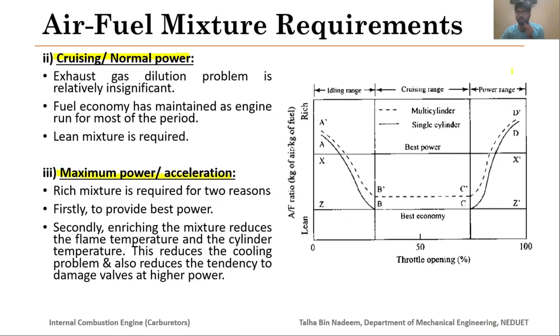We also discussed this graph, and we concluded by saying that for starting of the IC engine, we basically require a rich air fuel mixture, and for the normal operating conditions we require the best economy mixture. And also when we are accelerating our IC engine, or operating it at higher loads, we require the best power output as well. So again we would be entering a rich air fuel mixture into the IC engine.